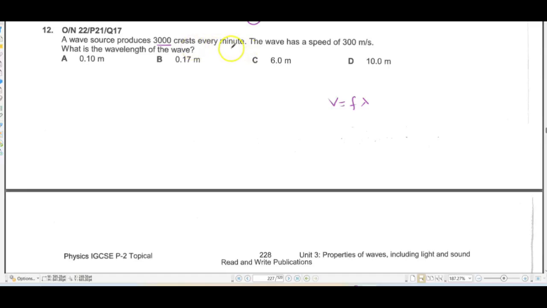But we do have that there are 3000 crests every minute. So first of all, we have to find the frequency in seconds, okay? So F is equal to 1 over T, and frequency is equal to 3000 over 60. Okay? So 50 hertz is the frequency over here. We had to divide it by 60 because there are 60 seconds in 1 minute and the crests were given in minutes and not seconds.